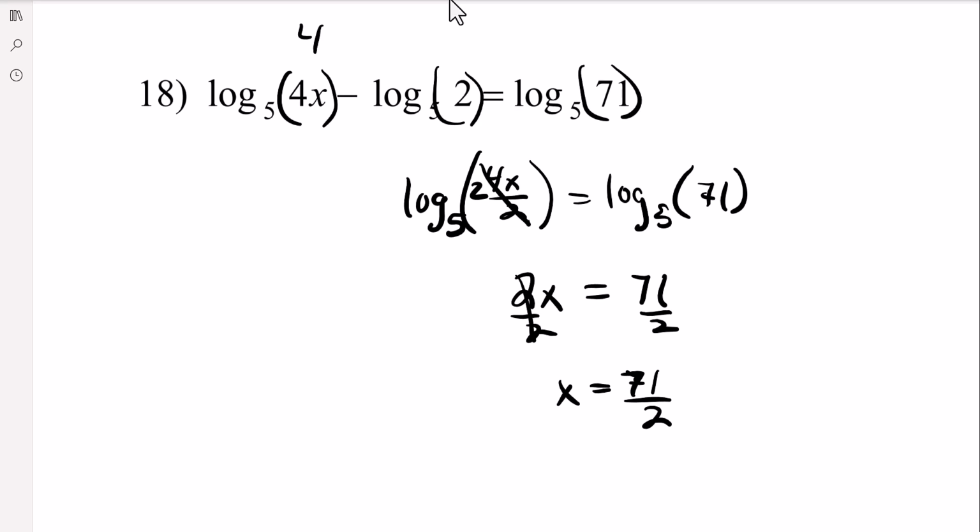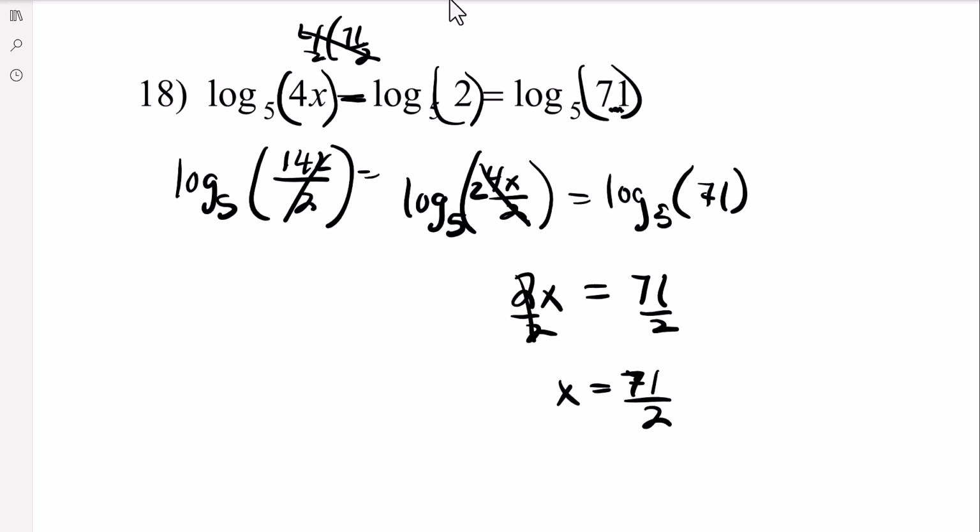If we put 4 times 71 halves, that cancels. 2 times 71 is 142. So log base 5, and subtraction condenses to division. So that would be 142 divided by 2. We already said that is 71, and that says 71 over there. So those two check out.